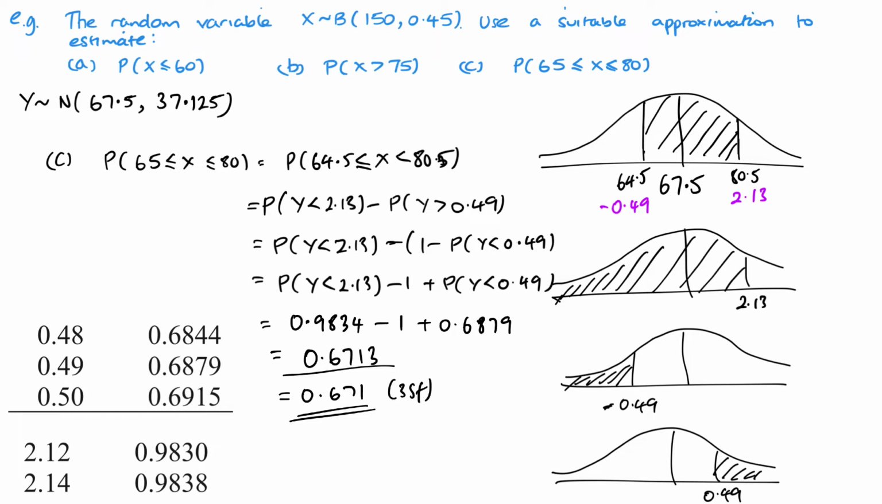And again, I've done this in my calculator, and I've got 0.671294, or 0.671 to 3 significant figures. So this is what I get from my calculator here. You can see that again, this one is pretty much bang on. So really happy with these approximations.